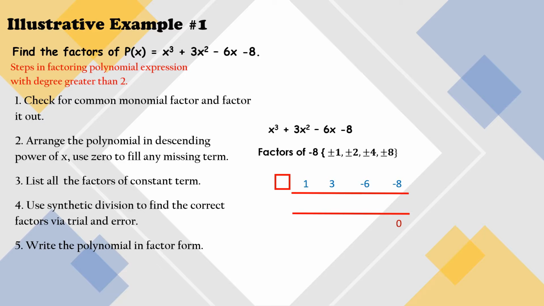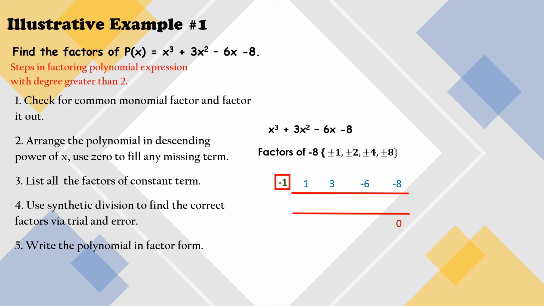This is a trial and error method. If you look at the box in our synthetic division, there is no number. So we put a number in that box, then try it to see if we get a 0 as the last digit of the third row. If it's not 0, we replace that number with another number and try again until the last digit on the third row is equal to 0. Where can we get the numbers to put in that box? From the factors of negative 8. So we choose from positive and negative 1, positive and negative 2, positive and negative 4, positive and negative 8.